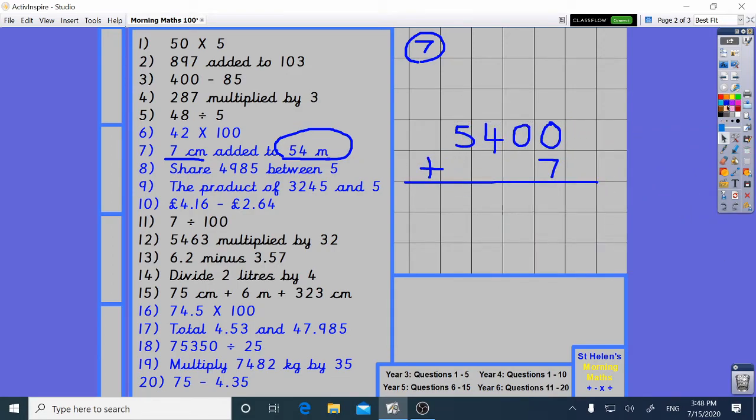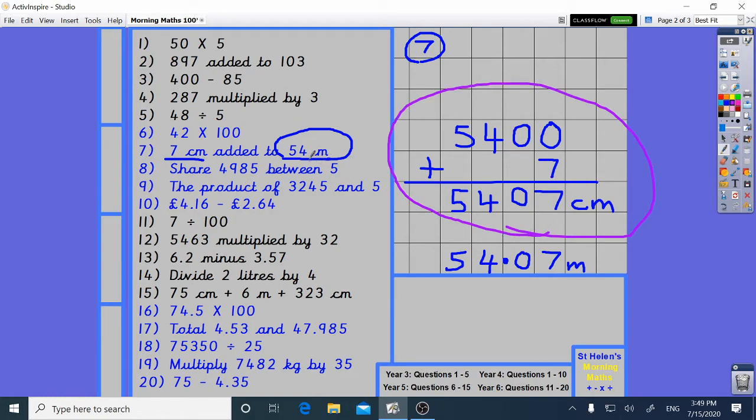Don't really need column method to do this part. It's going to be 5,407 when I finally get a pen ready. 5,407. That's in centimetres, which I think is the easiest way to do it. If you did do it in metres, it's 54.07, but that's pretty hard for year 4. 54.07. I would do it all in centimetres.